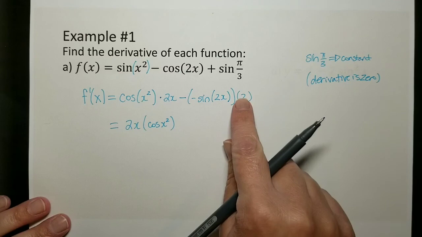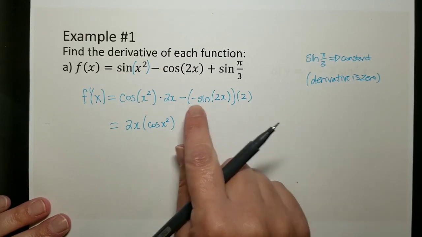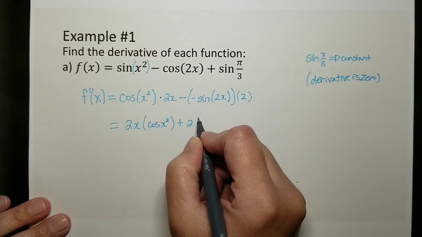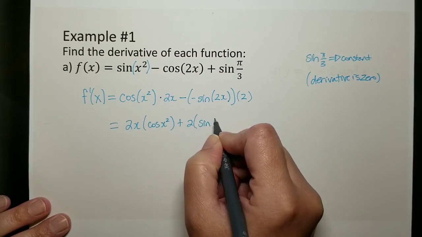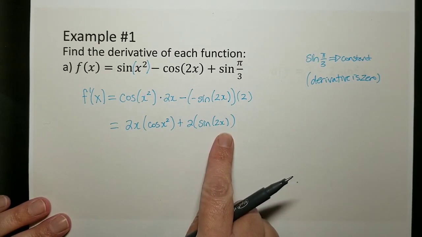Same thing with this multiplied by 2. That's not part of the angle. It's multiplying the whole sine 2x. So here negative negative is positive, and then 2 sine 2x. So you could factor this.